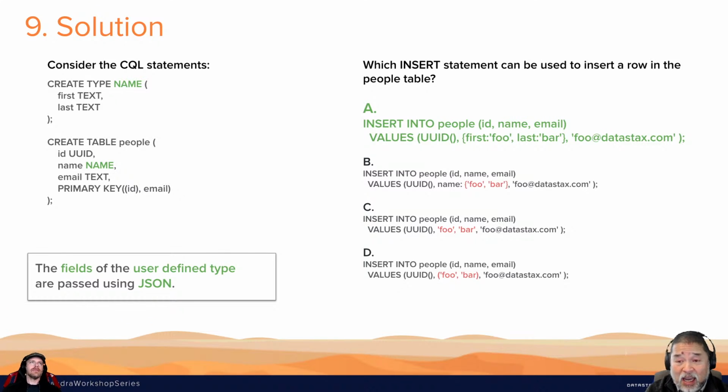They're created as part of a keyspace, just like tables, so in the same scope. And we're going to do an insert here where we have the user-defined type for the field name. The key here is understanding what the syntax is for representing that, and the syntax is JSON. So the correct answer is A. As we said, this one is really just a syntax question.